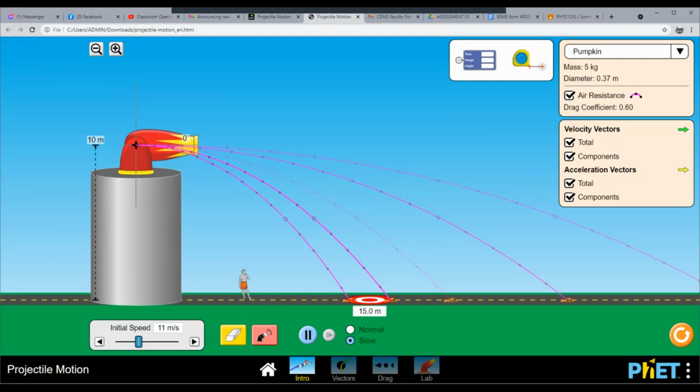10 na initial speed. There you go. So we got a 3-star there. So yeah, that's how the projectile would work. What's your conclusion? From your observation, what can you conclude?